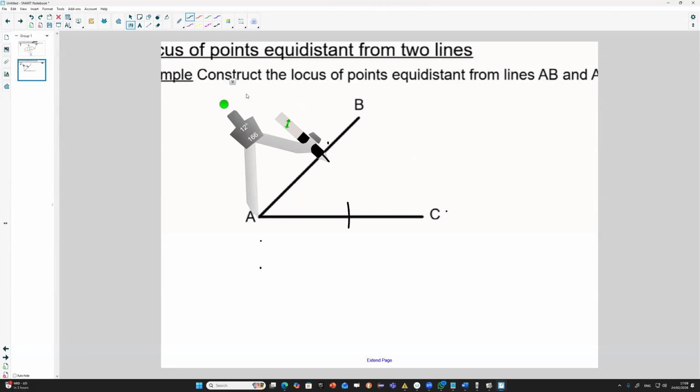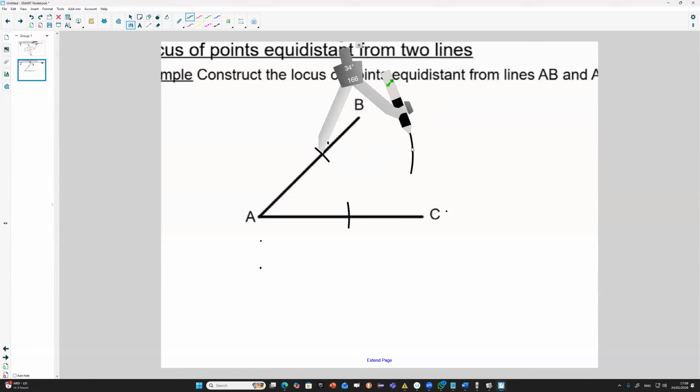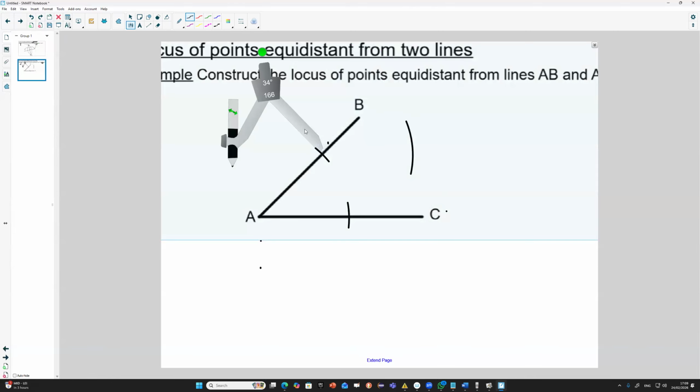Then you take the compass away, and you put it onto one of the arcs you've just made. Again, you can open it up a bit more if you want, but I normally leave it at the same amount. Draw another arc. And then we move it to the other arc that we made, and we're going to draw another arc.